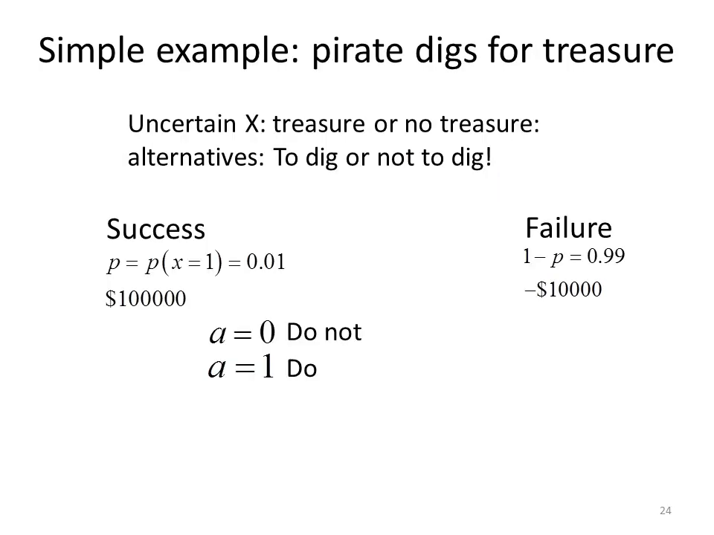So, a very simple example: a pirate digs for treasure. Uncertainty is X, treasure or no treasure, alternatives are to dig or not to dig. Success has a small chance, B, and you get a big payoff, and failure has probability 1 minus B. So A is 0 or 1, dig or do not dig.